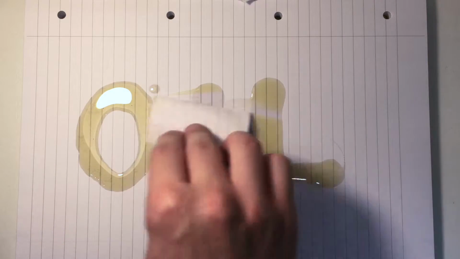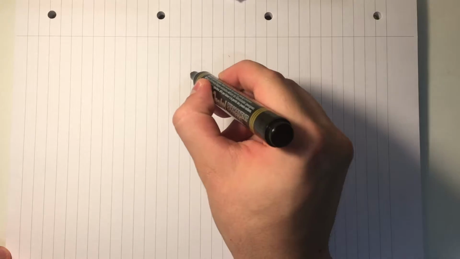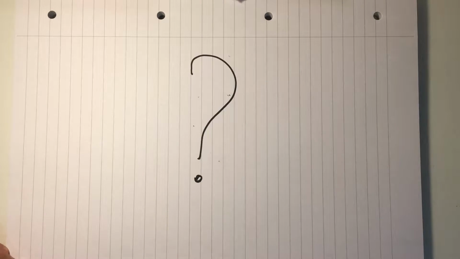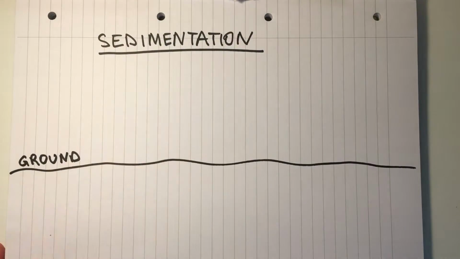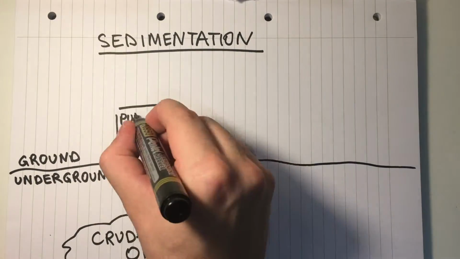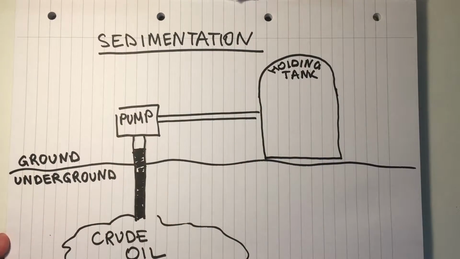Hey there, let's talk about motor oil. How is the motor oil actually produced? The first step is sedimentation. After the raw crude oil has been pumped out from the underground, it is transferred to the refinery.